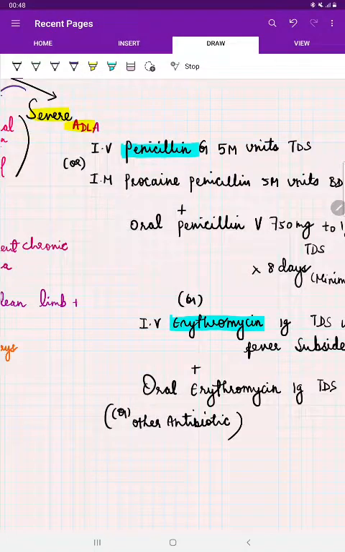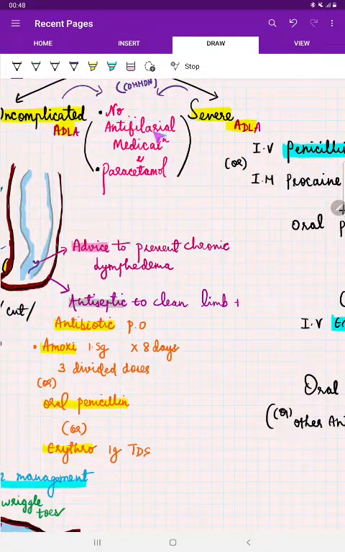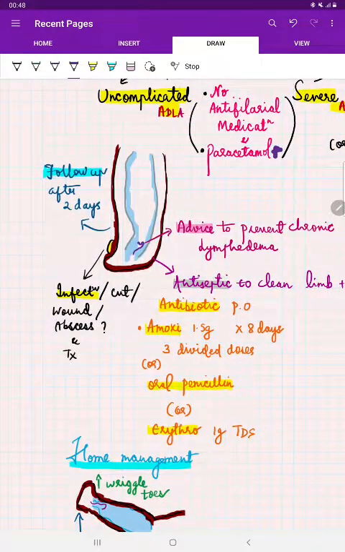Simple. Penicillin, or if there's penicillin allergy, give other drugs. Initially IV or parenteral route, later oral. That's all. Don't give antimalarial medication, and you have to give paracetamol for analgesics. Next, coming to uncomplicated ADLA.